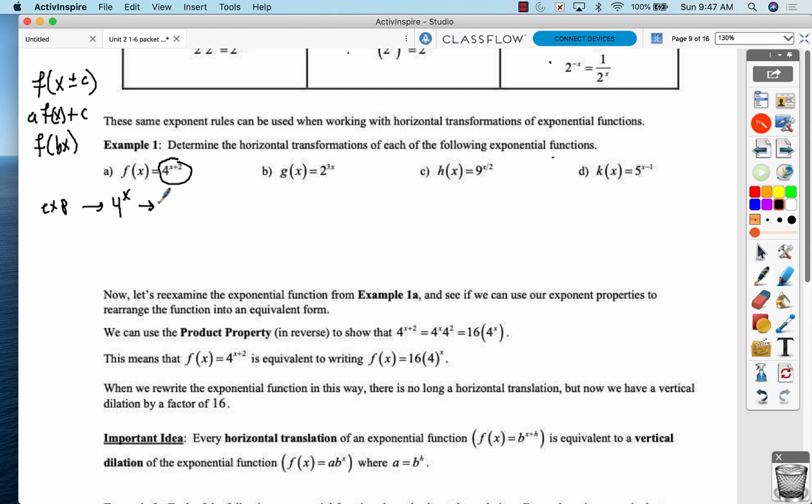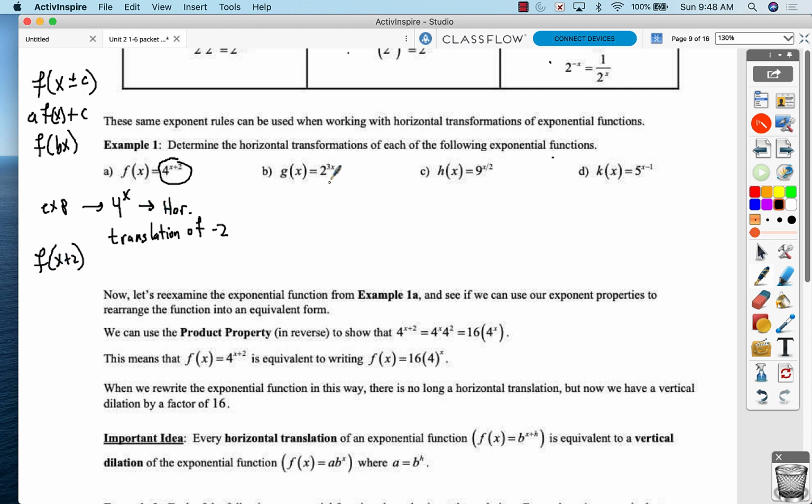But how would this transform? Okay, so you could pause it and check it and see if you get the right answer. Okay, so in here you're putting an x plus 2, so this is a horizontal translation of negative 2. See how that works? This thing right here is the same thing as saying f of x plus 2. So all your x's would shift to the left too.